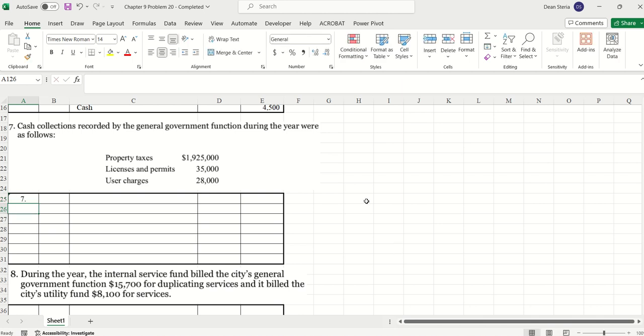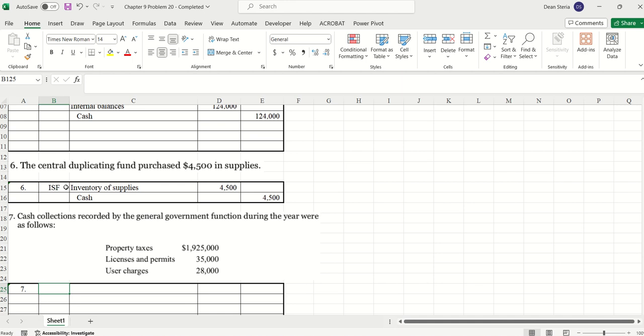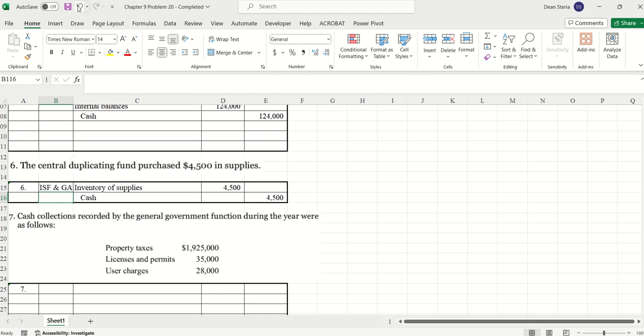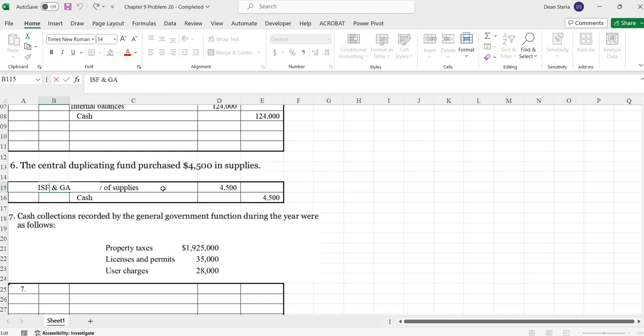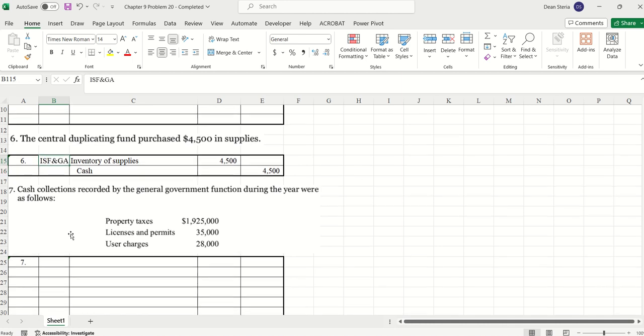So here we have number 7. Oh, I'm sorry. Got to go back up here for a second. This is the exact same entry you would do in both the ISF and the governmental activities. So let me see if I can take that out of there. Okay, so it's the internal service fund and the governmental activities. This would be the same entry.